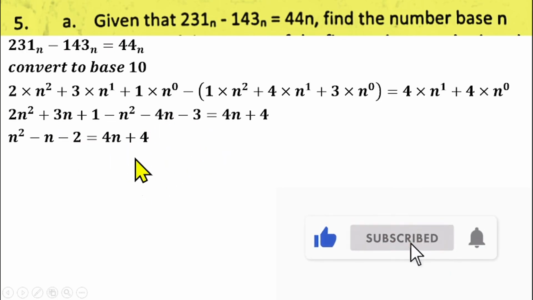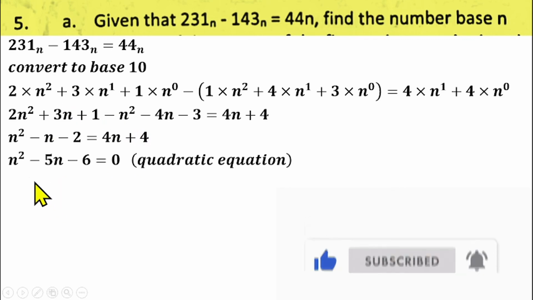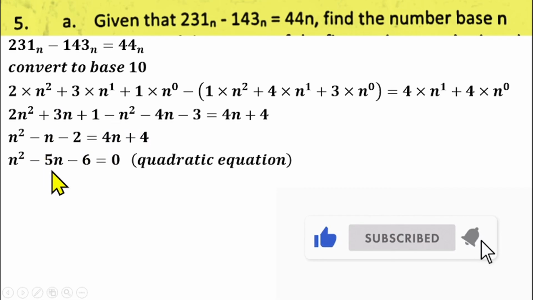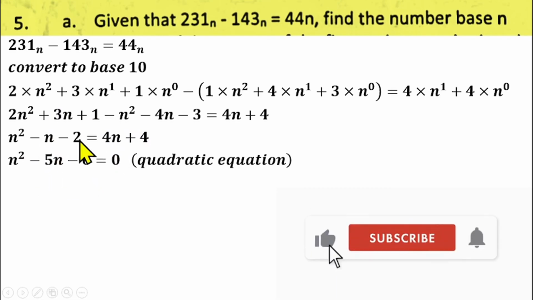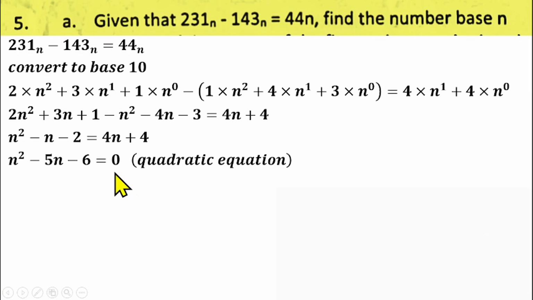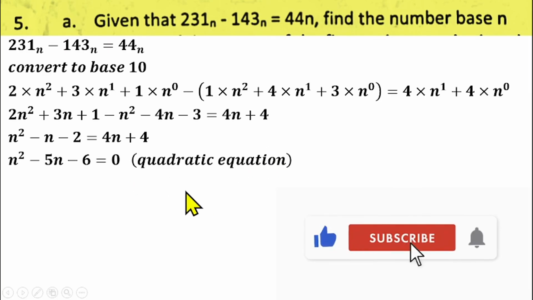plus 4. Then collect like terms, take everything here, you have n squared, 4n comes here, becomes minus 4n, so you have minus n minus 4n, that gives us minus 5n. Then 4 comes here, minus 2 minus 4 gives us minus 6 equals 0. So this is the quadratic equation to be solved now.